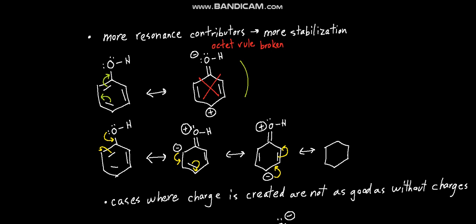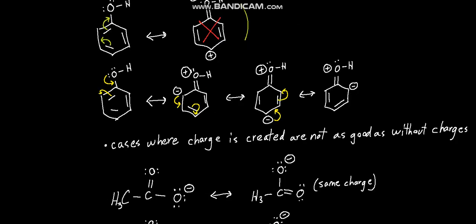So we got a lot of resonance contributors here, none of which are particularly stabilizing, but as a whole, because we can draw so many of them, it has a stabilizing effect, and that makes sense because you're just distributing electrons over more atoms. More resonance contributors, more stabilization. Okay.